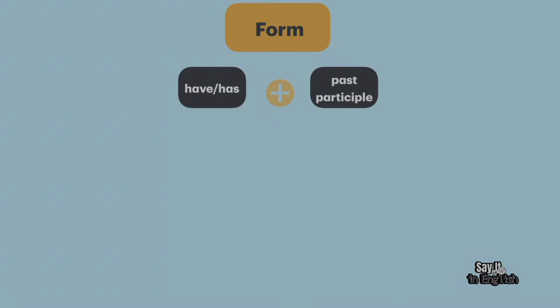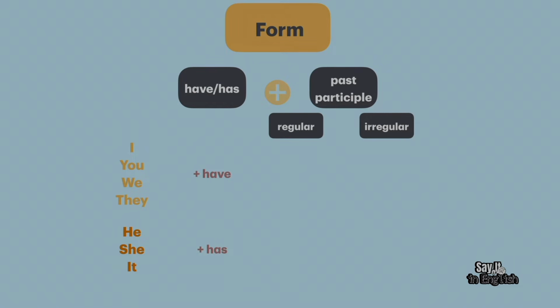To form the present perfect, we use have or has plus past participle of the verb. We use have with I, you, we, and they. And has with he, she, and it. And then we add the past participle of the verb. Past participle has two forms, regular and irregular.